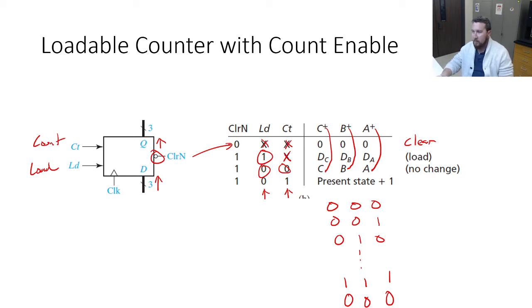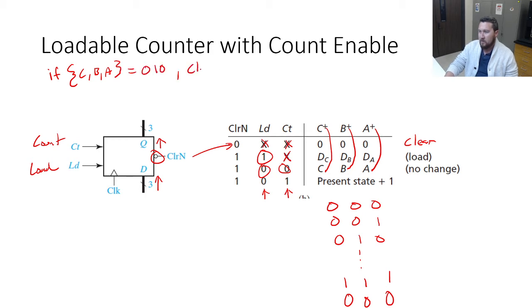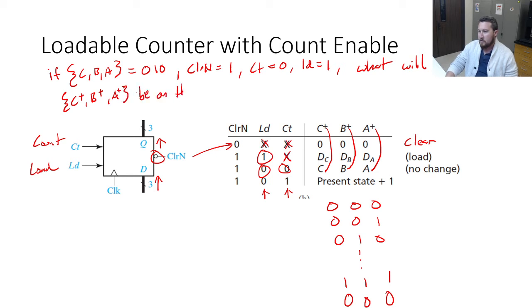What's important to me is just that you understand the basic operation. A basic exam question would be: in a loadable counter with count enable, if the present state C, B, A is equal to 0, 1, 0, clear in is equal to 1, count is equal to 0, and load is equal to 1, what will the vector C plus, B plus, A plus be on the next rising edge? This is an example of a test question that might come from this slide.